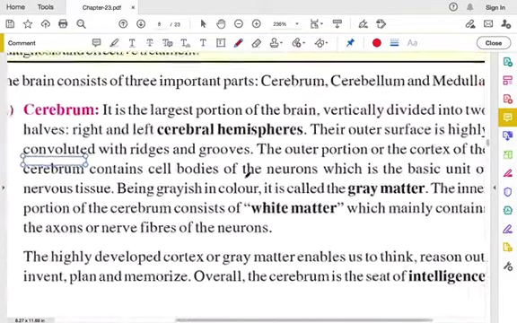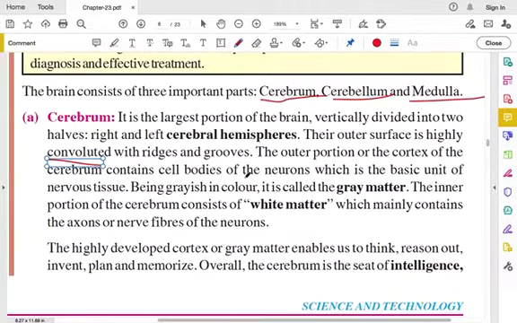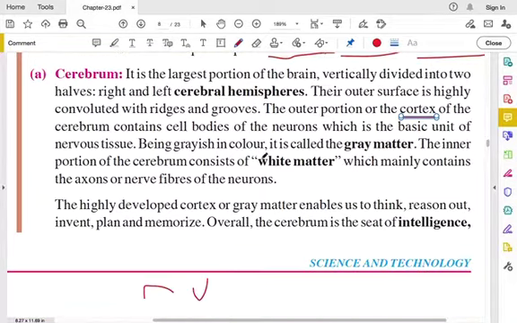So the outer portion of the cerebrum is also called the cortex of the cerebrum. The cortex is the outer portion. It contains the cell bodies of the neurons, and we know that the neuron is the basic unit of the nervous tissue. It is grayish in color, so this is called gray matter.